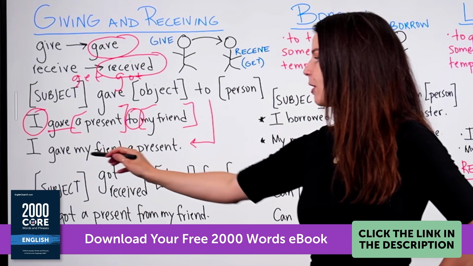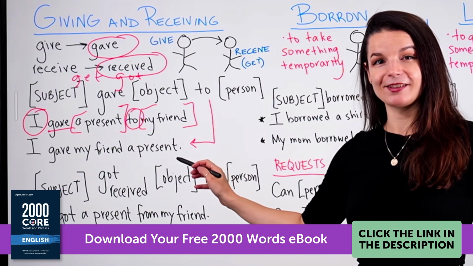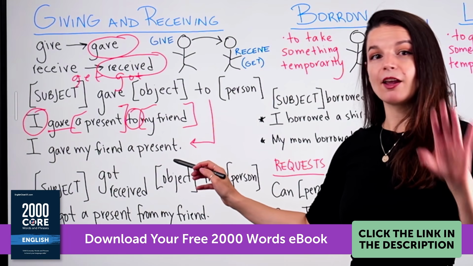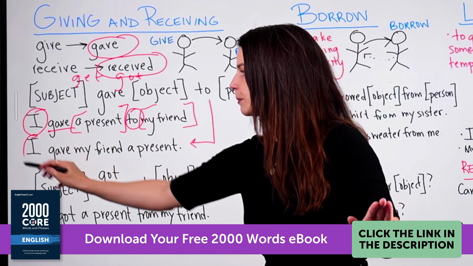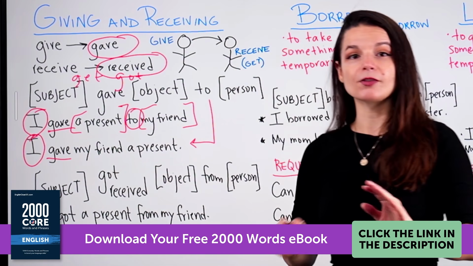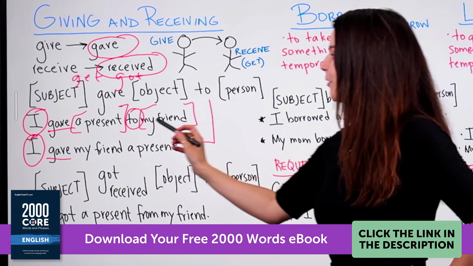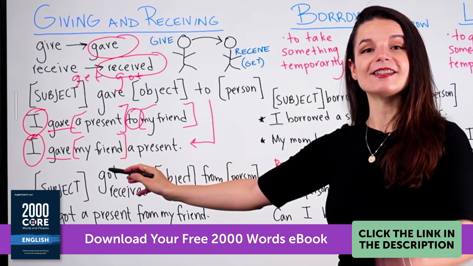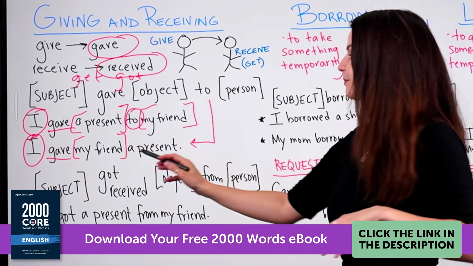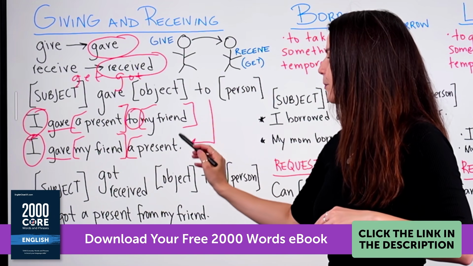I gave my friend a present. I gave my friend a present. The beginning is the same. I and gave, these two, the subject and the past tense verb, are the same. However, in this pattern, the receiving person is after the verb. Then we have the object.